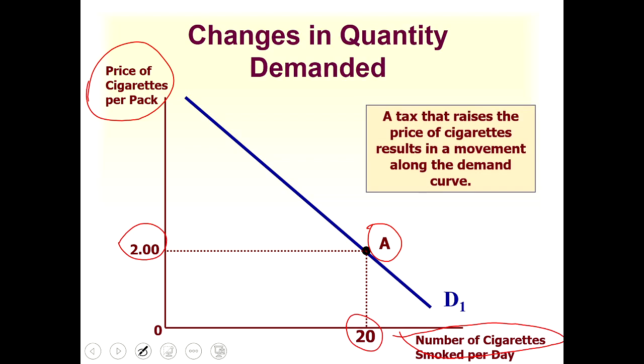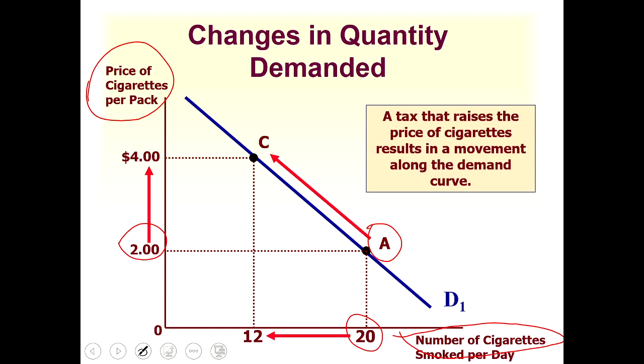So now there is a policy, a tax that raises the price of cigarettes, which results in a movement along the demand curve. So when there is a tax, the price increases from $2 to $4, and the number of cigarettes smoked per day decreases from 20 to 12. So there is a movement along the curve from A to C. This is called changes in quantity demanded. And why did that happen? Because of a tax.